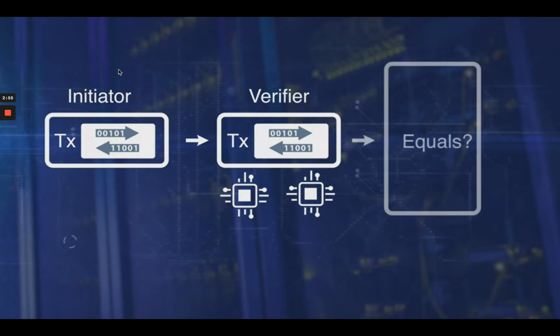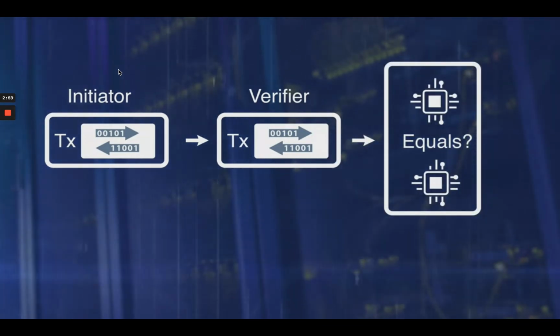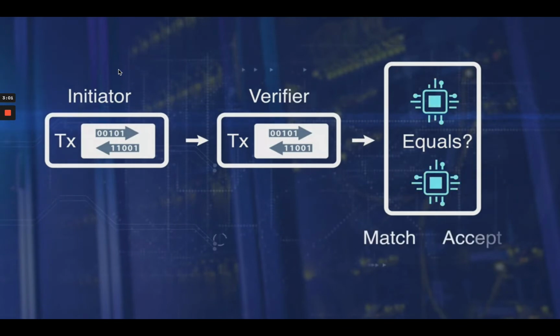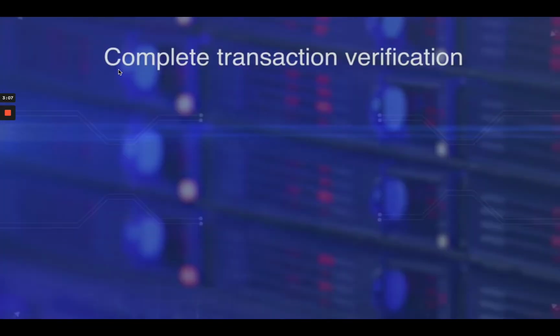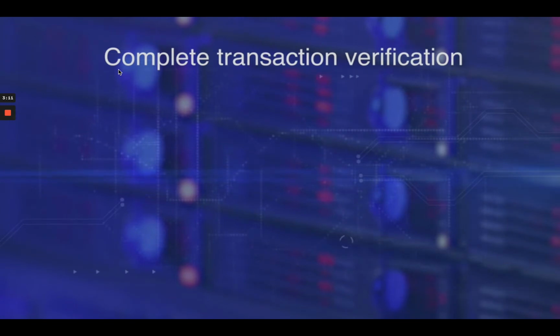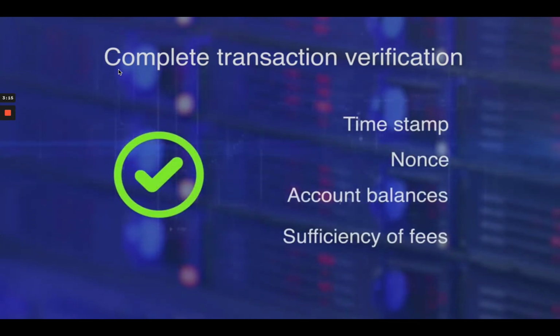Then compare the computed hash and the hash received as the digital signature. If there is a match, accept the transaction. Otherwise, reject it. Note that for a complete transaction verification, the timestamp, nonce, account balances, and sufficiency of fees are also verified.